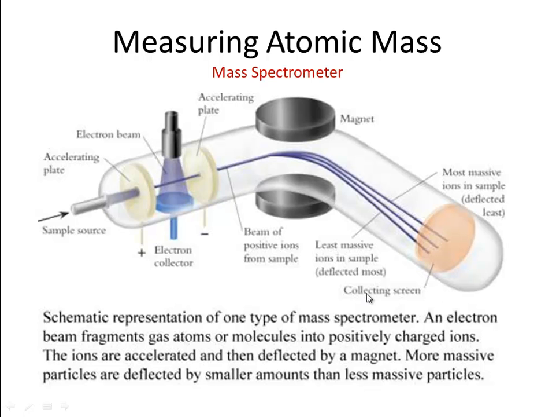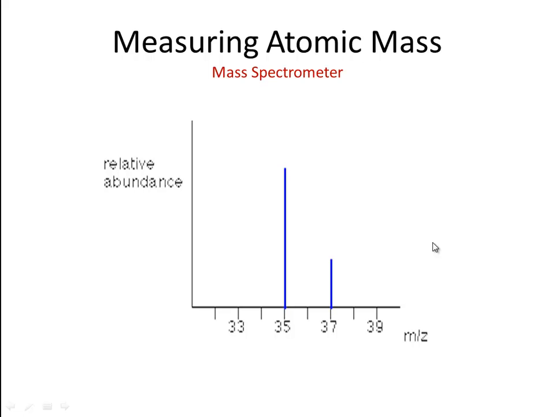Okay, so it feels a force, it changes direction, and then they make their way down here, and this is where they hit the collecting screen, and depending on how far the charged particle was deflected by the magnetic field, it'll have a different position. It'll strike the screen at a different position, and the relative position of those different ions is related very, very precisely to their mass. And so this eventually gets turned into a spectrum. Okay, this is called a mass spectrum, and it's a bit simplified, but it's very realistic.